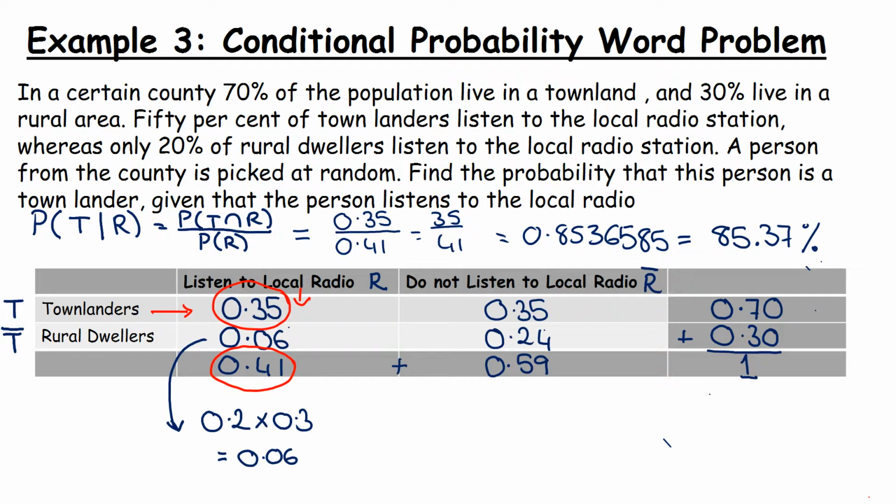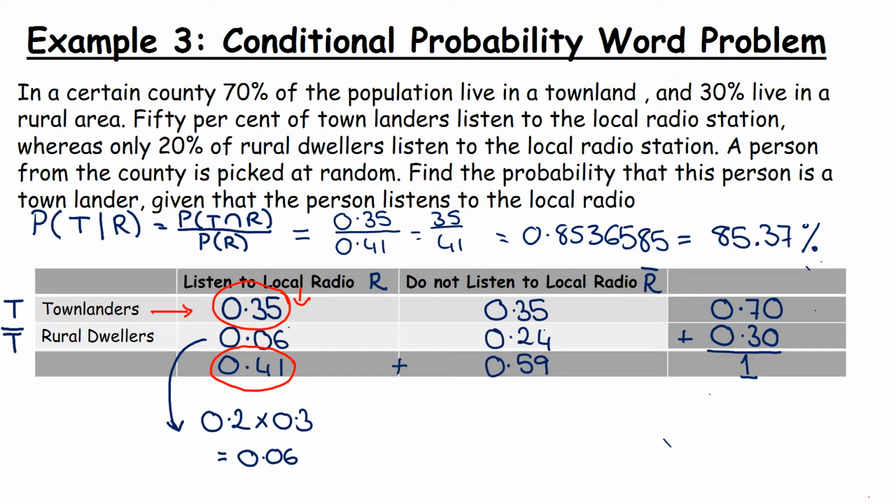percentage of town dwellers is 70%, which is 0.70, and for rural dwellers it's 30%, so we're going to put that into decimal. When we're talking probabilities, it usually is easier working in decimals. Now, we were told that 50% of townlanders listen to the local radio, so that's half of that 70%. So that means 0.35 listen to local radio and 0.35 do not listen to local radio.